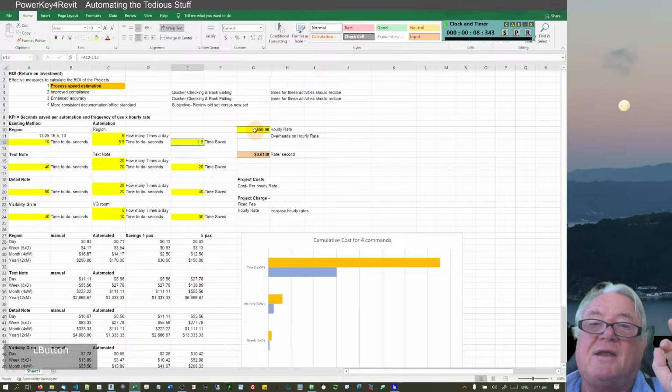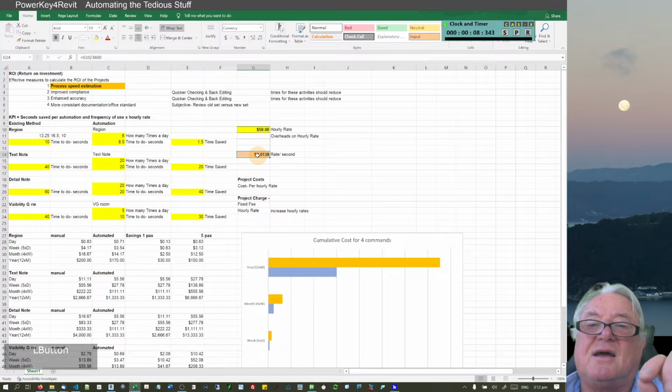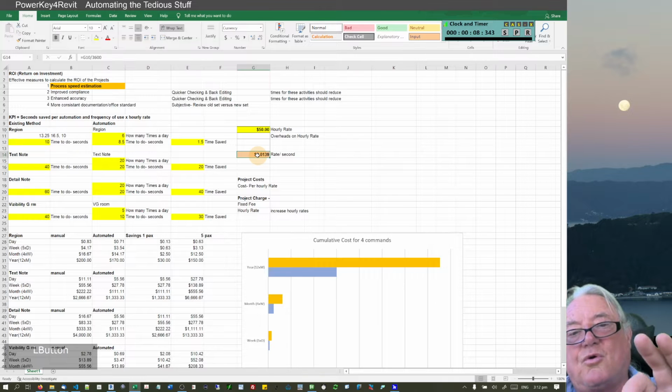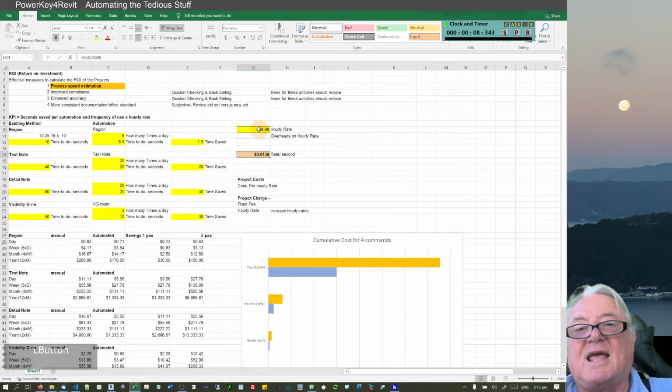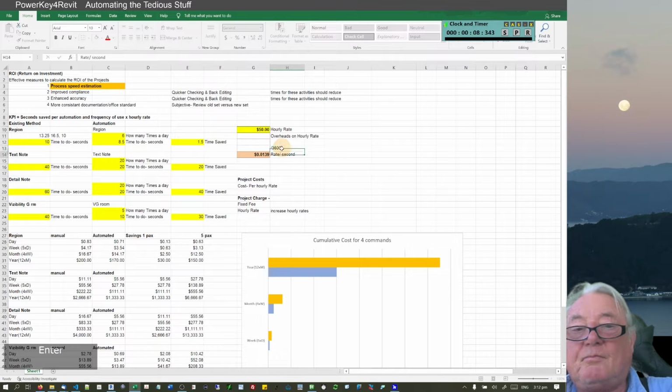The next part I want to look at is the hourly rate. The hourly rate is what they're paying you to do your job. It could be a salary divided by the number of days you're working, and then divided by the hours in the day. Then we can get the rate of how much you earn every second. So we take the hourly rate and divide it by 3,600. That's 50 divided by 60 minutes in an hour divided by 60 seconds in a minute.